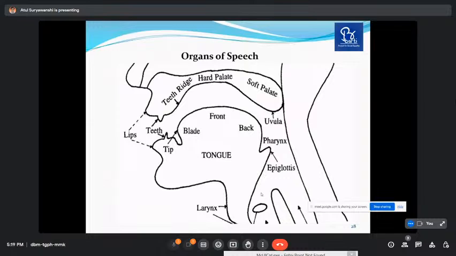This is the scientific reason that we should not speak while taking our food. Okay, I hope that this is very clear to you.